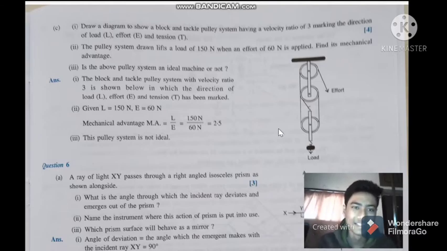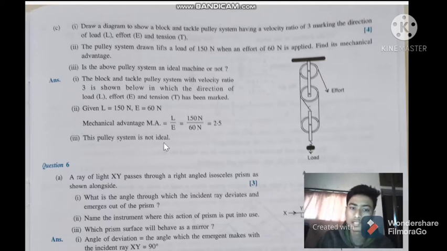Let's go forward. The pulley system lifts a load of 150 Newton and an effort of 60 Newton is applied. Find the mechanical advantage. So here load is given to me 150 Newton and effort is 60 Newton. So mechanical advantage comes to me load upon effort, which is 150 upon 60, that is 2.5.